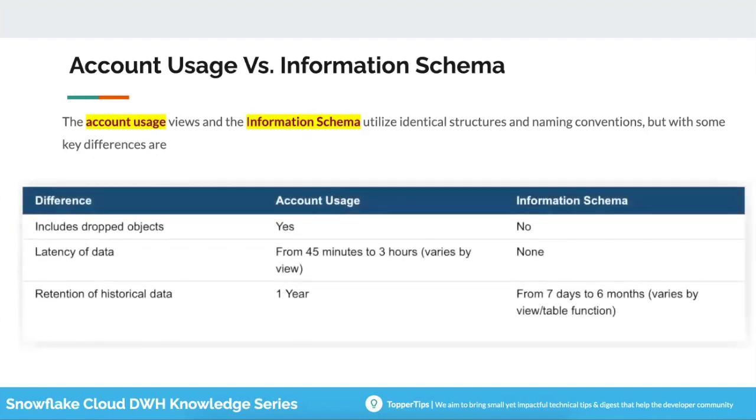First of all, account usage includes dropped objects. However, information schema does not include dropped objects. A question can come from here. On the latency of the data, if you fire a query on top of account usage, the latency varies from 45 minutes to 3 hours. However, information schema is pretty quick and fast. Regarding retention of historical data, account usage has 1 year of data retention. However, information schema has 7 days to 6 months of data retention.